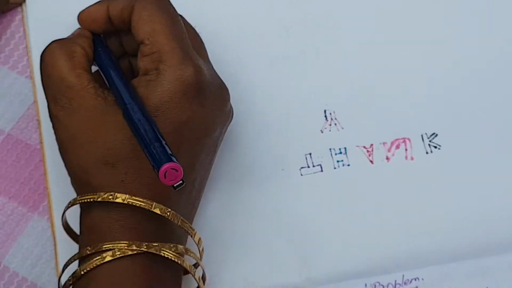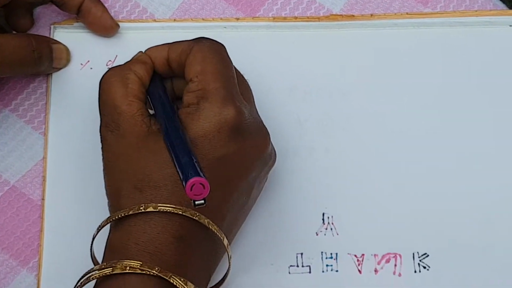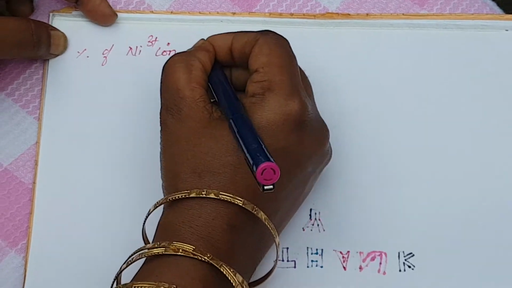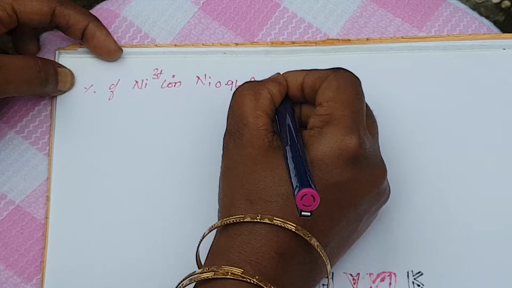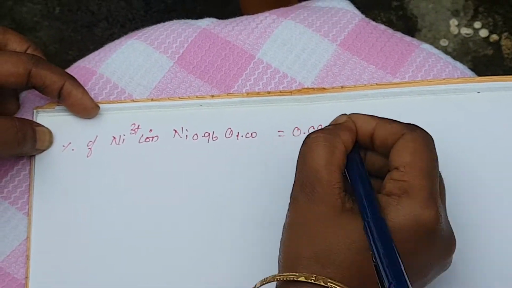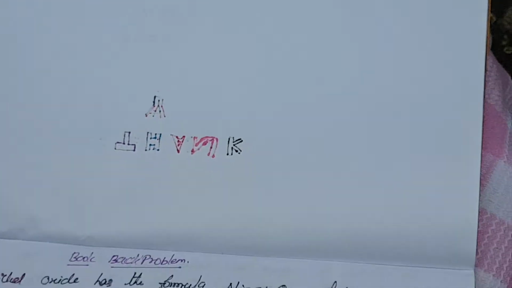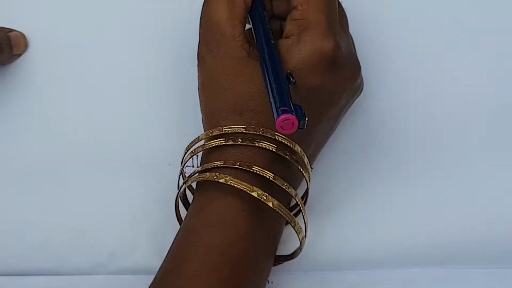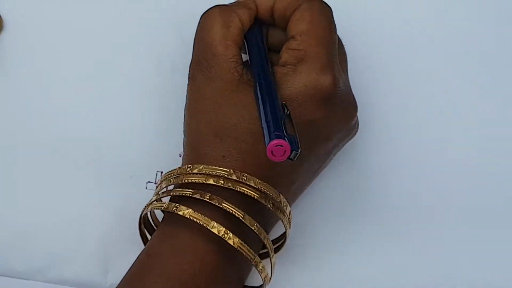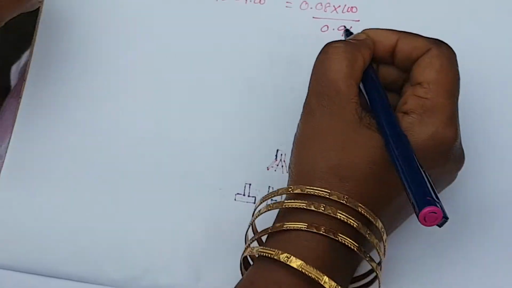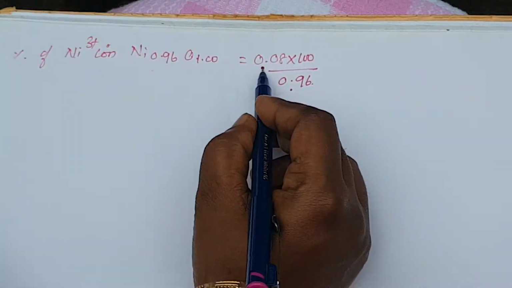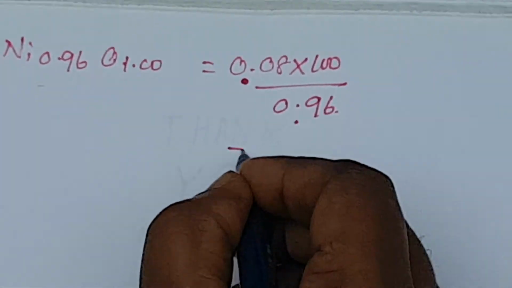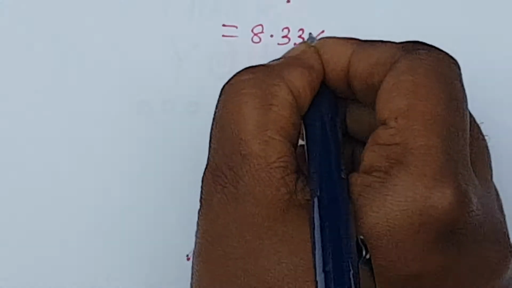Next we are going to see the Ni 3+ ion. What is the percentage of Ni 3+ ion? Ni 0.96, oxygen 1.00, equal to 0.08. That is the y value. The y value is the Ni 3+ ion. So that is 0.08 multiplied by 100 divided by 0.96. The total nickel value is 0.96. So the percentage answer is 8.33 percent.